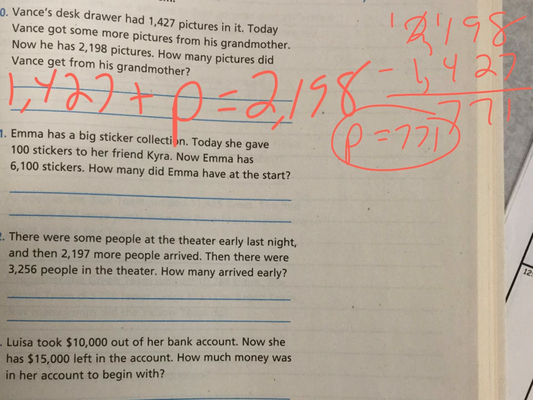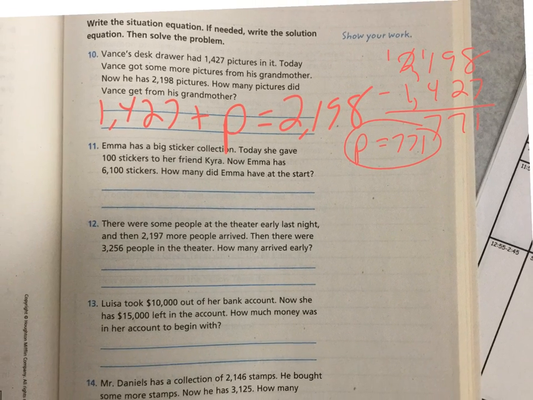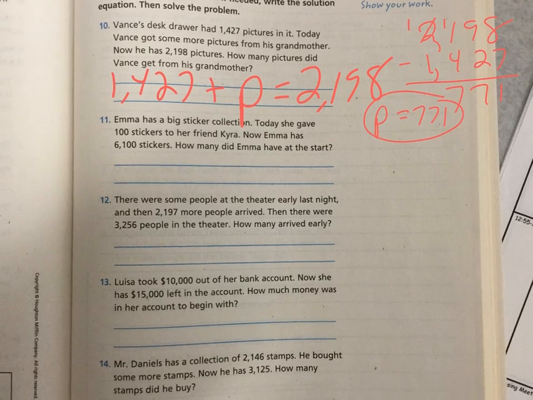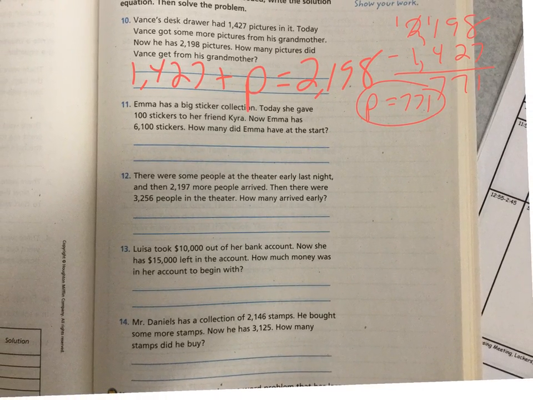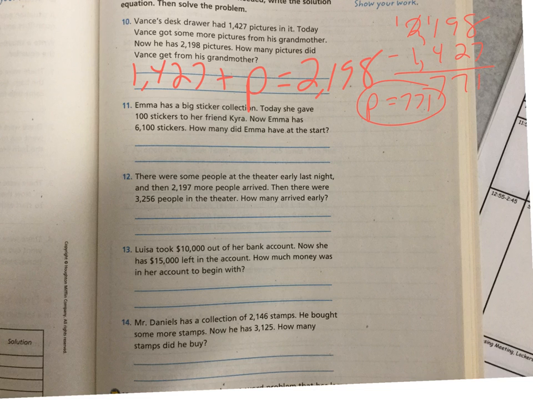Okay? What I'd like you to do now is the same thing. Come up with a situation equation for 10 through 14, and then showing your work, or by writing it out, if necessary, do the solution equation. All right? Please do 11 through 14 now. We'll come back with the answers in a moment.